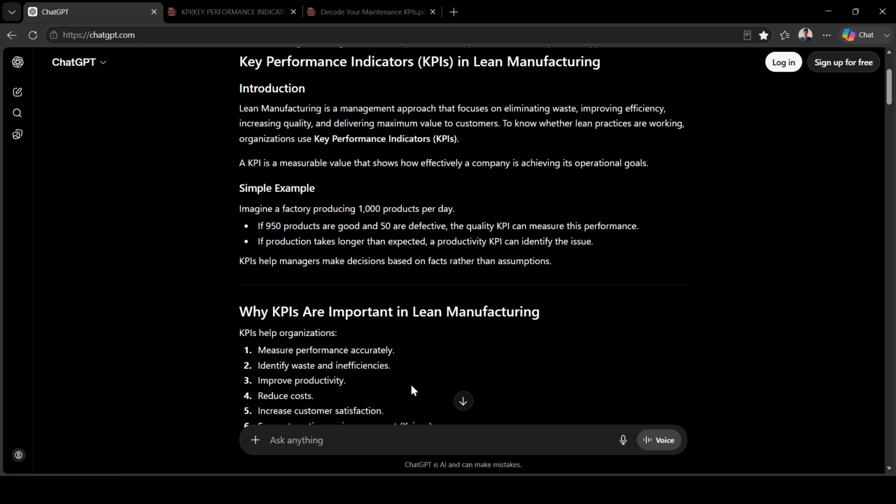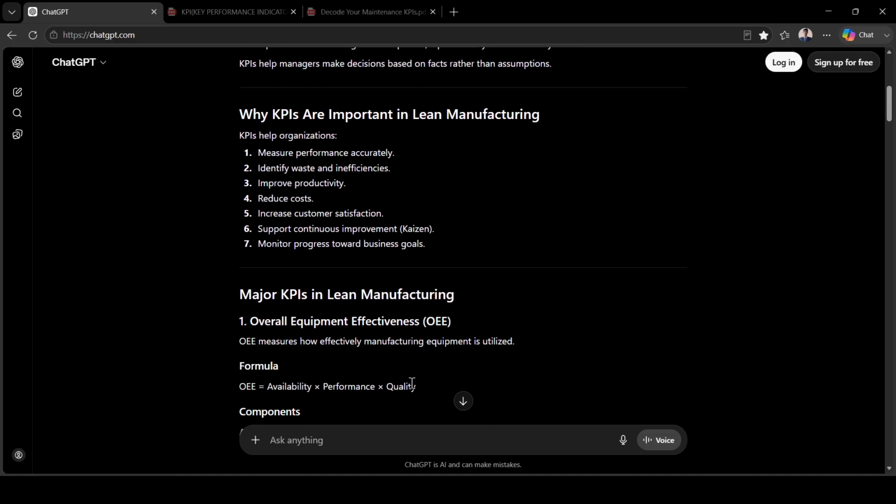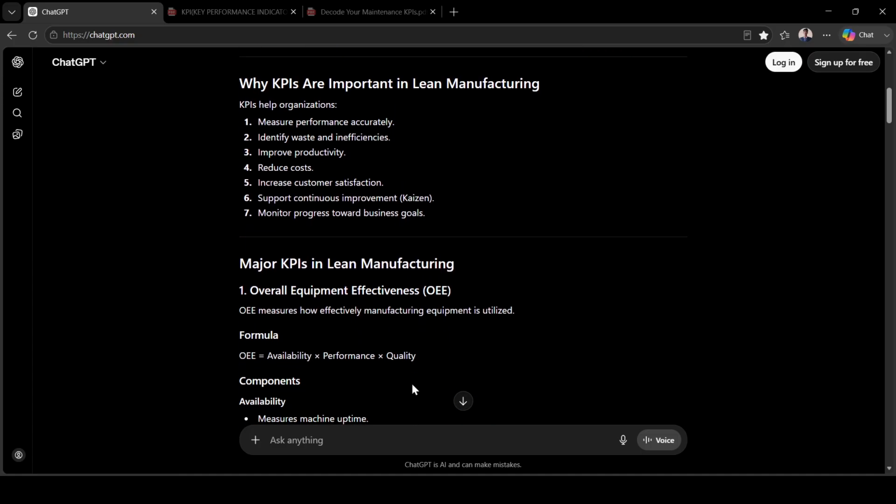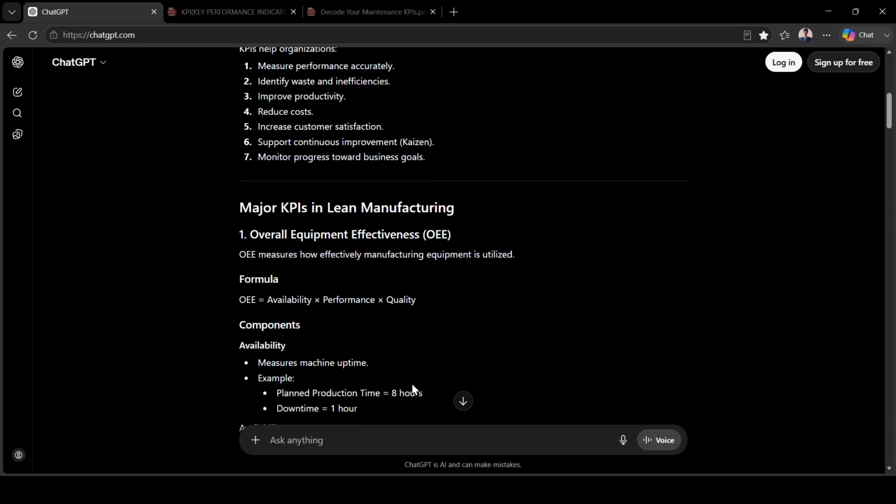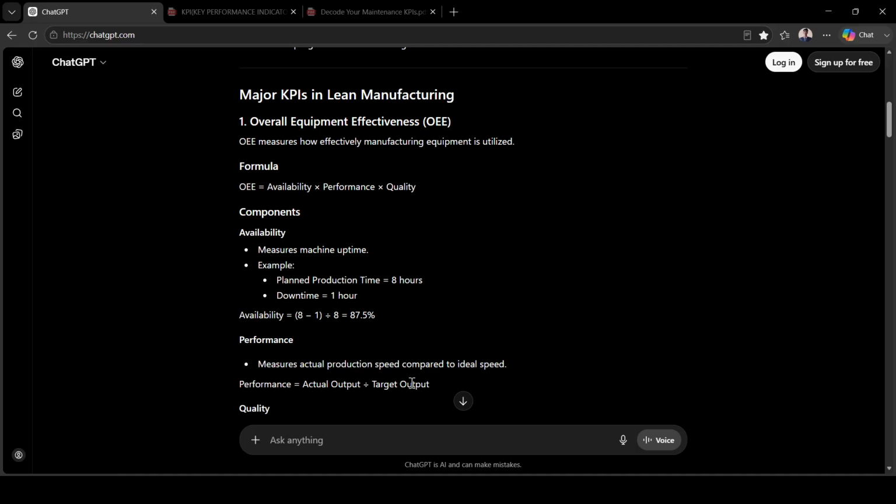Why are KPIs so important in lean manufacturing? KPIs help organizations measure performance accurately, identify waste and inefficiency, improve productivity, reduce cost, increase customer satisfaction, support continuous improvement, and guide and monitor progress towards business goals. So let's start with some KPIs used in lean manufacturing.